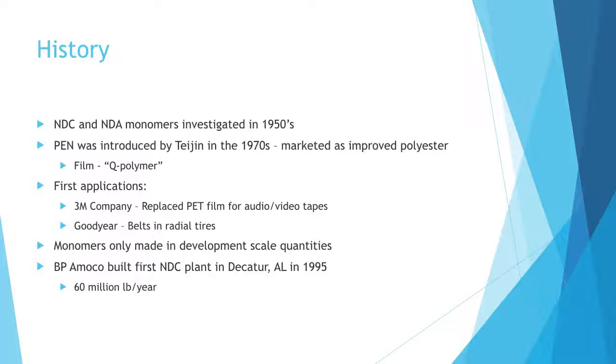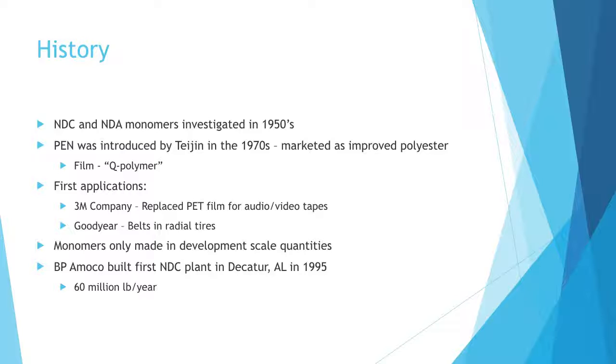Some of the first applications for PEN films were by 3M Company, where they replaced polyethylene terephthalate film in audio and video tapes, and then Goodyear, where they used PEN films for belts and radial tires due to their high strength to weight ratios. After these first applications, the monomers were still only made in development or pilot plant scale quantities, so there was little commercialization of PEN.